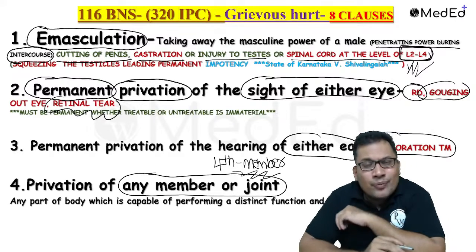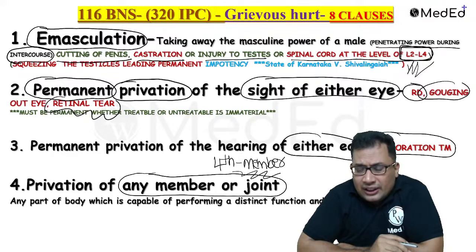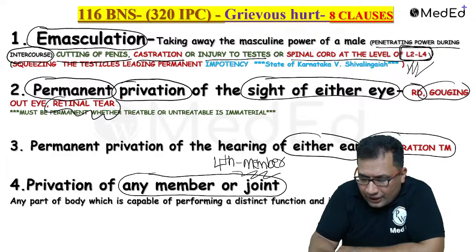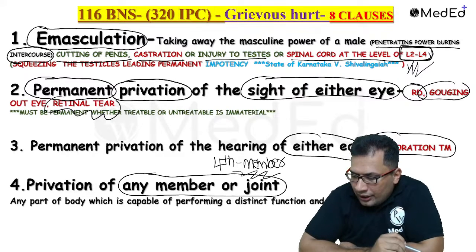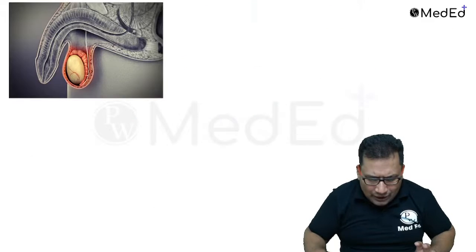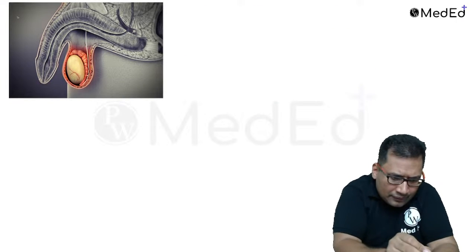What do you mean by member? Any part of the body which is capable of performing a distinct function and is not able to regrow. This is the word you need to mention in the Viva. So there are 4 clauses we discussed, right? Now just examples. Look at this. What is this clause? This is clause number 1.